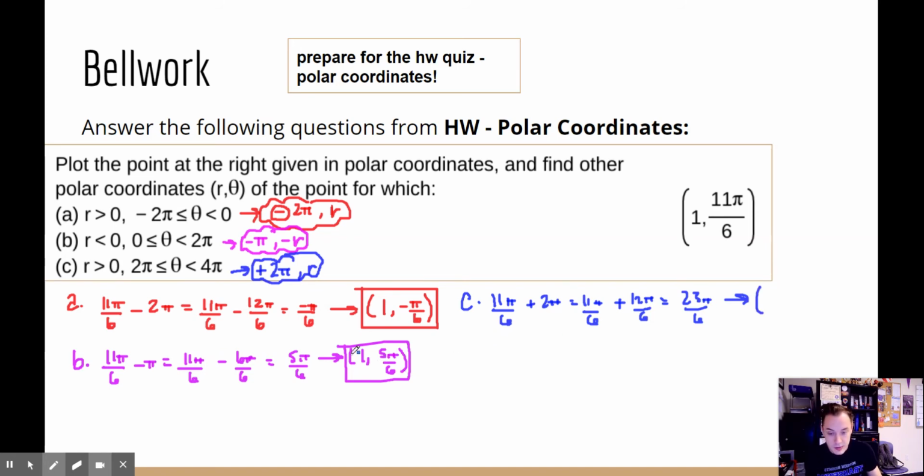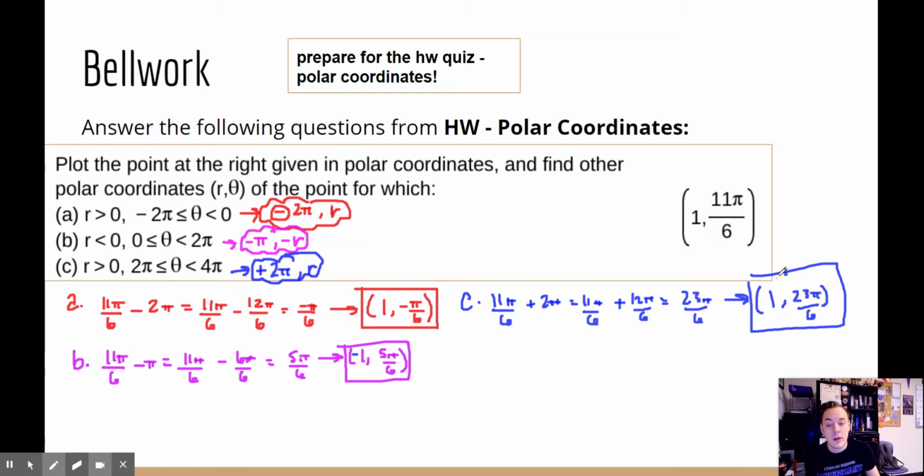oh, sorry, I need to put this one as a negative. Make sure it's negative. When I put that in my coordinate system, I get a positive r, so that means I have a positive r, which is 1. Not like this. Don't make that mistake like I do. You can get partial credit on it if you do make that mistake. No big deal. And then I want 23 pi all over 6. That is my final point.